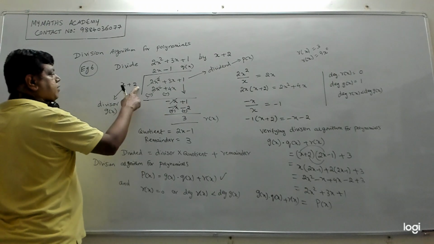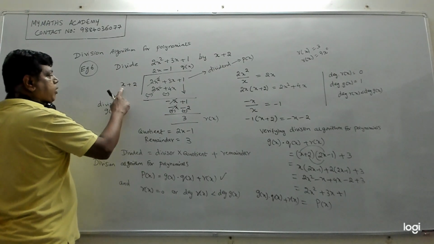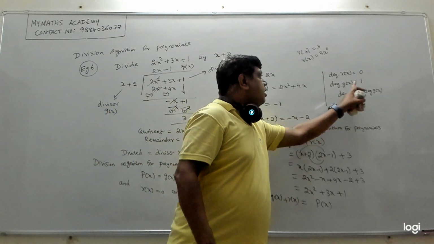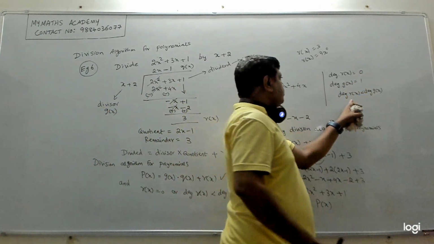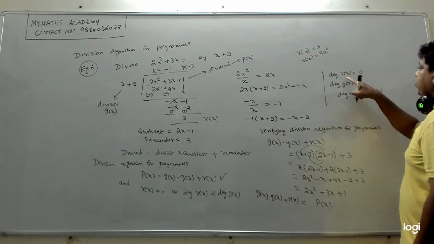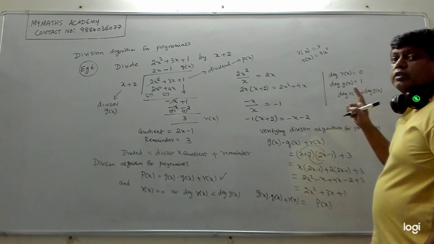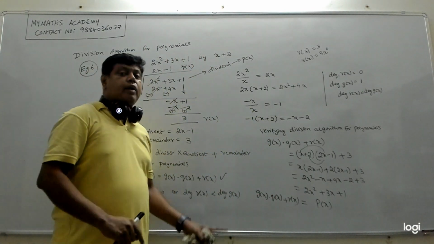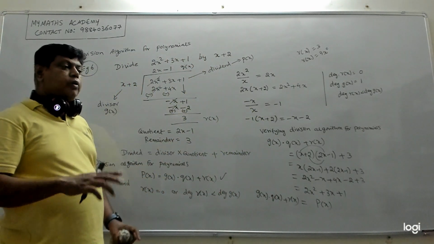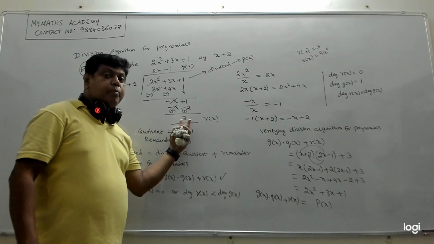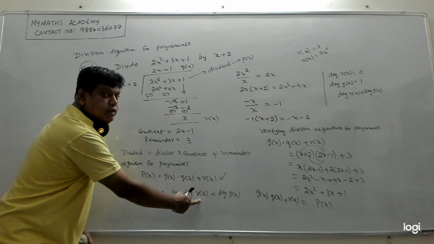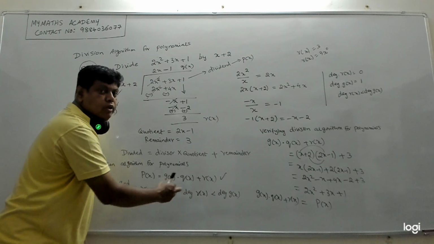So here x power is 0, here x power is 1. Among 1 and 0 which is greatest? 1. So degree is 1 for g of x, and 0 is less than 1. So always the degree of r of x should be less than the degree of g of x. The degree of the remainder polynomial should always be less than the degree of the divisor polynomial, or your remainder may become 0. If the remainder is 0, we'll stop. If the remainder is 0, you will not check this condition. If the remainder is not 0, then you have to check this condition.